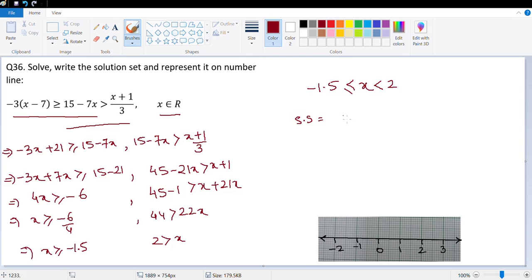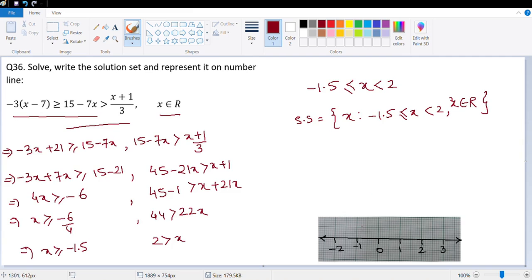Let's write it in the solution set form. This belongs to R, so we will write it in the set builder form. It's a set of all x such that negative 1.5 is less than or equal to x, which is less than 2, and x belongs to a real number.